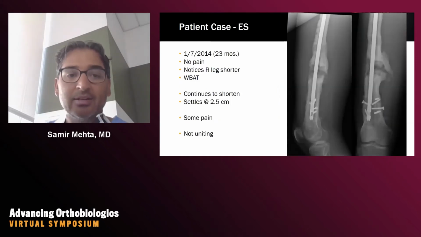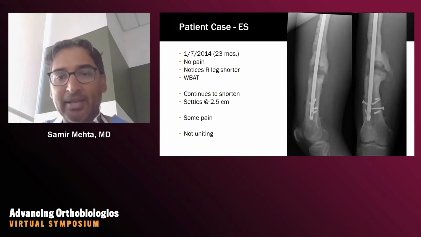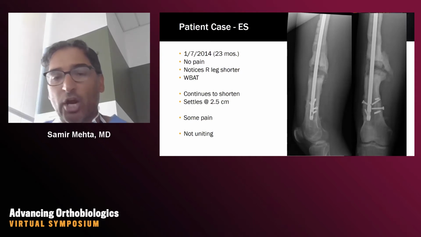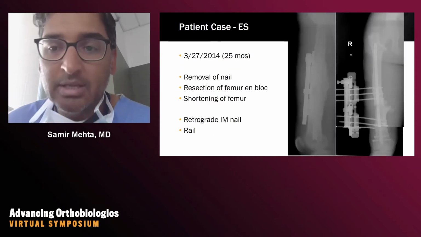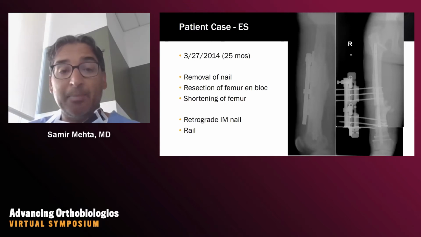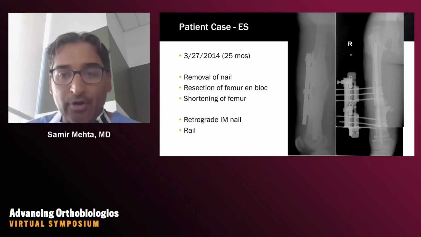But then he feels some pain, and he feels a pop again, and he never healed that intercalary defect. He had stopped using his Exogen and really was sort of thought he was over the hump, but he really wasn't. So after all of that, I take out that area of bone that has not been healing. I shorten him again. I put in a new nail. I put him back on the ultrasound.